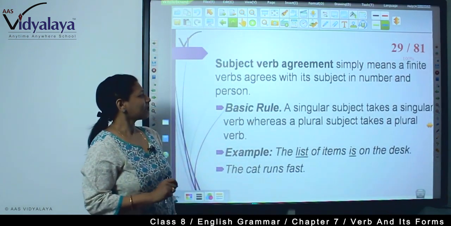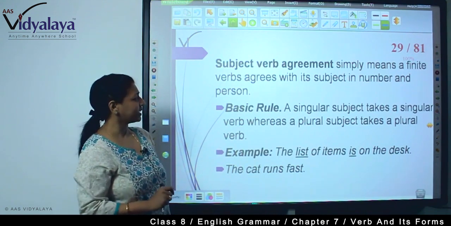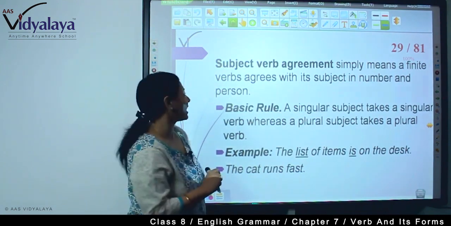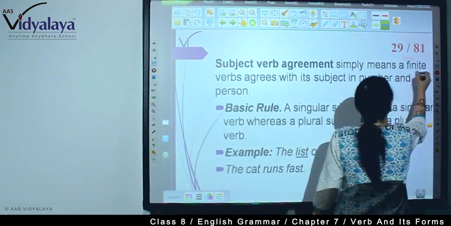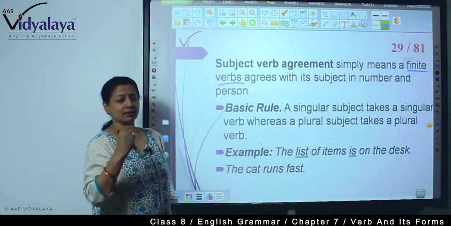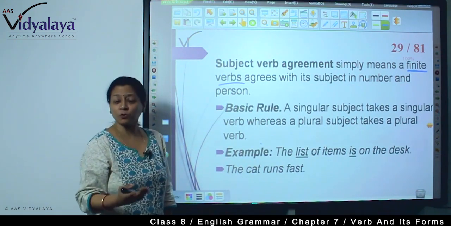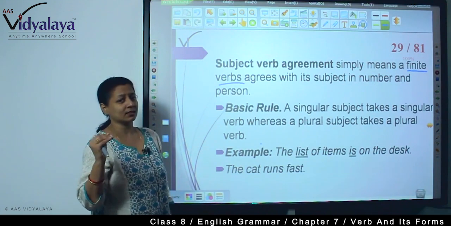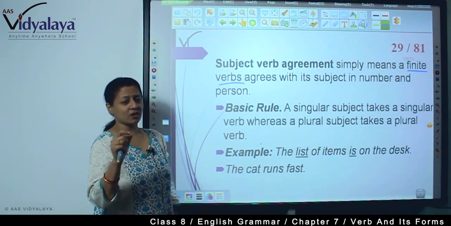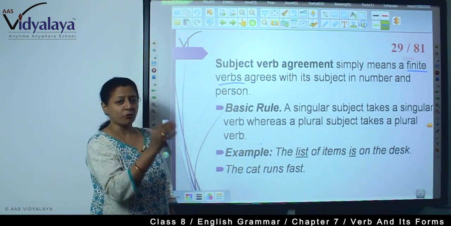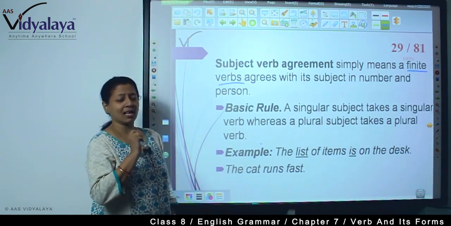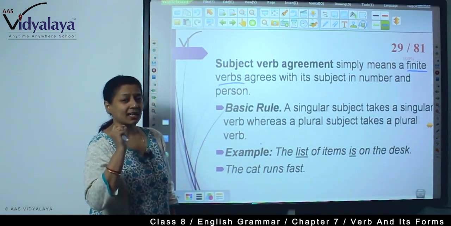Subject-verb agreement simply means a finite verb agrees with its subject in number and person. Here you need to understand what finite verbs are. Finite verbs are the verbs that change according to number, that is singular, plural, and according to person, that is first person, second person, third person. When it changes, you will have to be very careful about which form of the verb you need to use with which subject. And first of all, you will have to understand what the subject actually is.